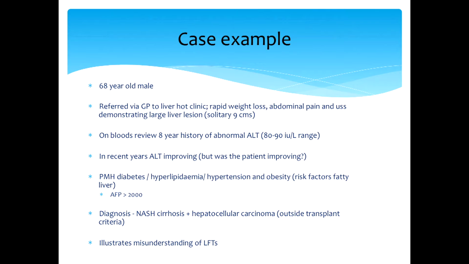His GP had sent him for an ultrasound, and this had shown a solitary 9 centimetre mass within the liver. And up until prior to that 2-month period, this chap has comorbidities, but again, he'd been feeling very well. He'd been getting on with his normal life. When I look back on his bloods, he had an 8-year history of having an abnormal ALT, in the region of about 80 to 90. He had a history of diabetes, high blood pressure, high cholesterol, and was overweight, so all the risk factors for fatty liver disease.